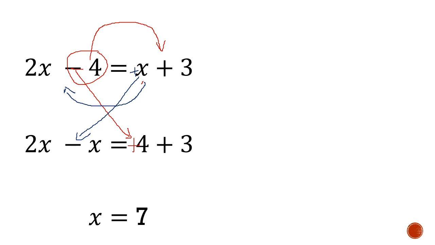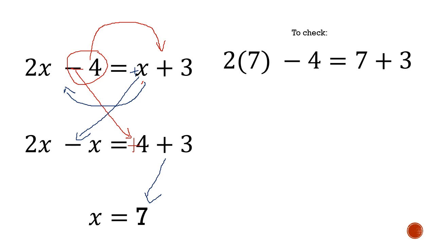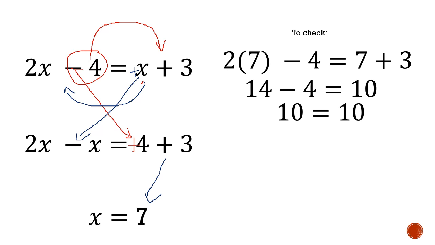So now 2x minus x would be equal to just simple x, because x without a number is just equal to 1x. So 2x minus 1x is just equal to x. And 4 plus 3 is equal to 7. So to check, we have 2 times 7 minus 4 is equal to 7 plus 3. So 2 times 7 is equal to 14. 14 minus 4 is equal to 10, and 7 plus 3 is 10. So both sides now have equal values, the same 10.